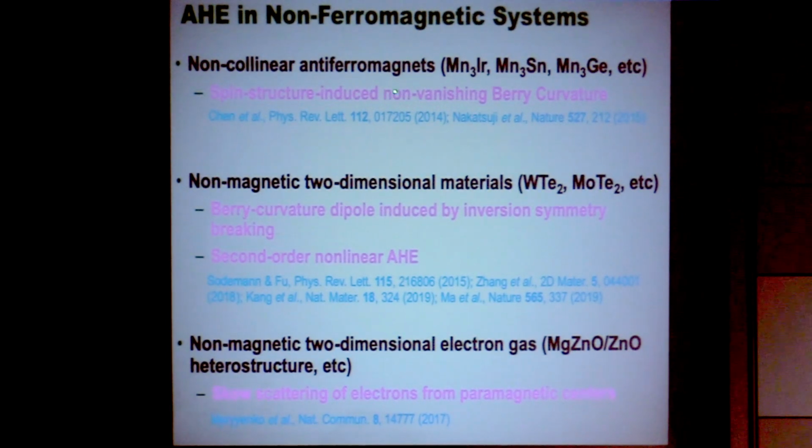For example, non-collinear antiferromagnets, and more recently in non-magnetic two-dimensional materials, the Berry curvature dipole induced by inversion symmetry breaking could also generate the so-called second-order nonlinear Hall effect. It's a second-order one, mainly from this kind of two-dimensional materials. And except for the Berry curvature mechanism, if you have large skew scattering, you can also have the Hall effect, for example in non-magnetic magnesium zinc oxide or zinc oxide heterostructures.